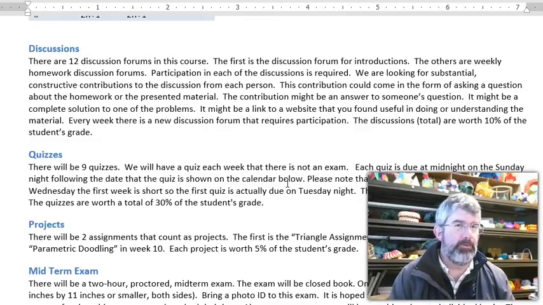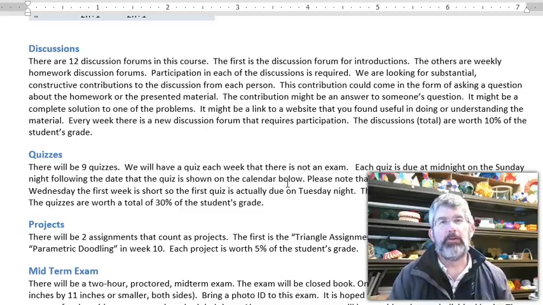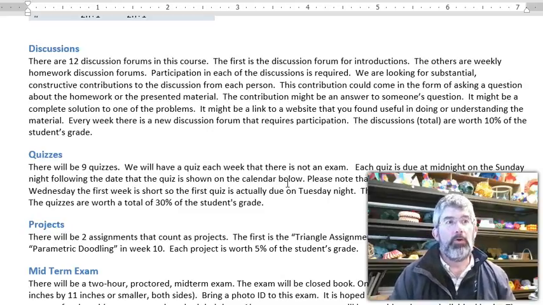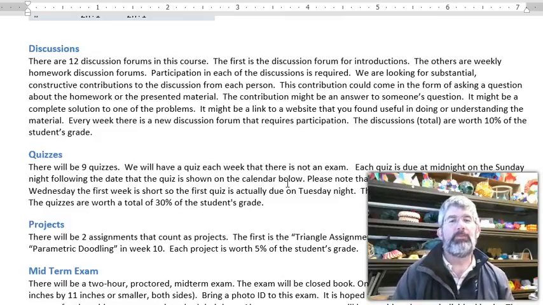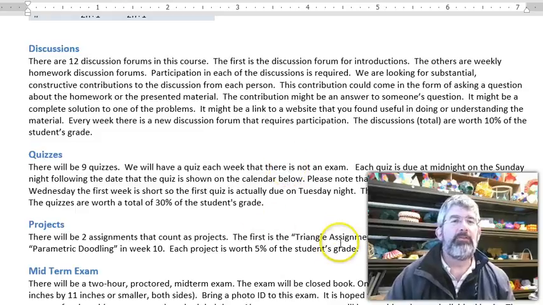Answering other people's questions is really an amazing way to learn. To be able to organize something within your own brain, to explain it to someone else, really helps in the learning process. Can't emphasize that enough, that you really will learn by helping your classmates. So discussions is a place to do that.